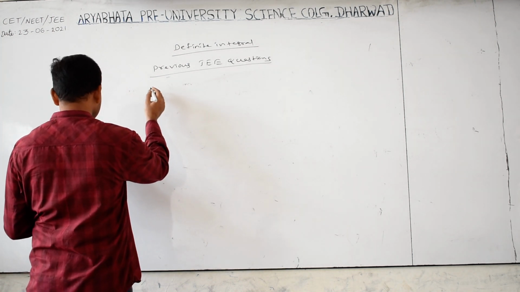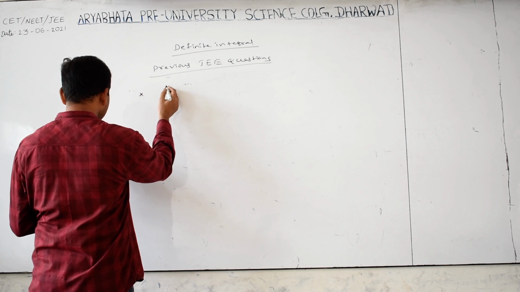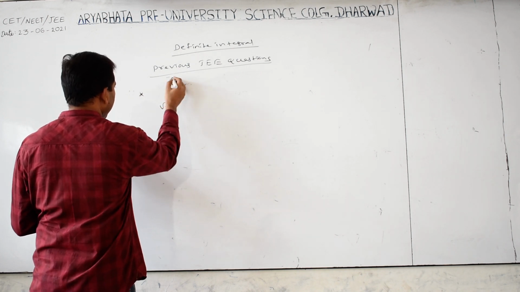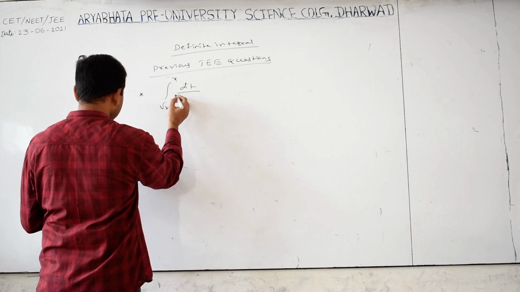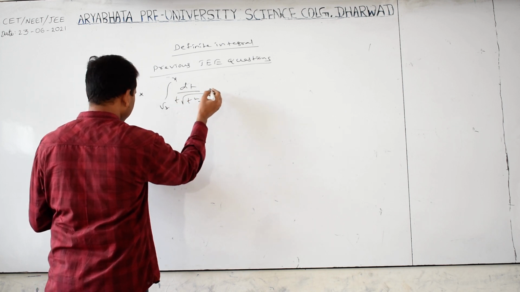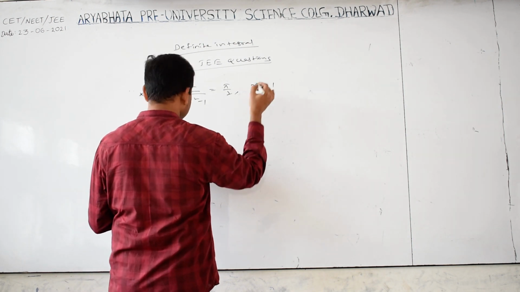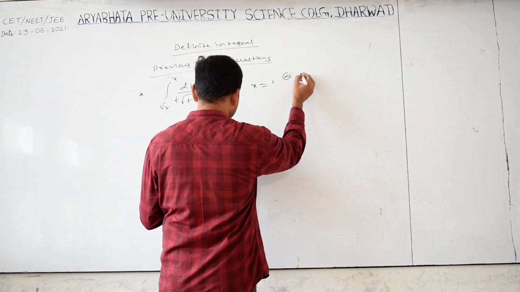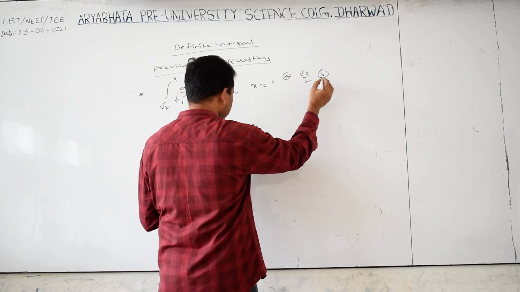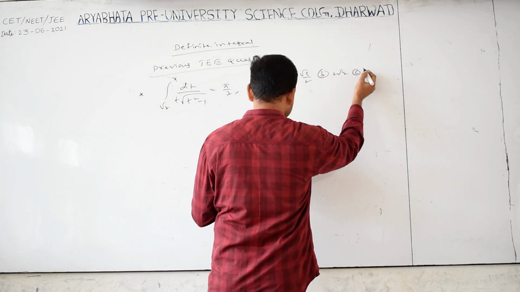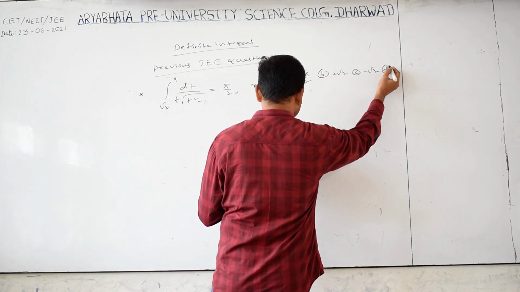Next one, the integration from root 2 to x of dt by t into root of t square minus 1 is equal to pi by 2. Then x equals: option A root 3 by 2, option B 2 root 2, option C minus root 2, option D pi.